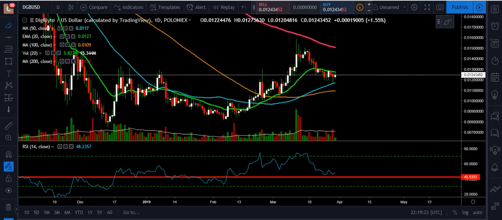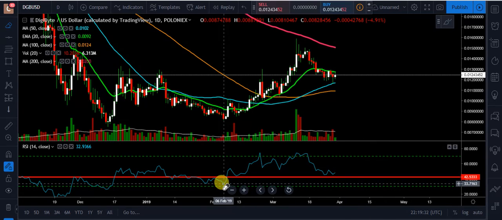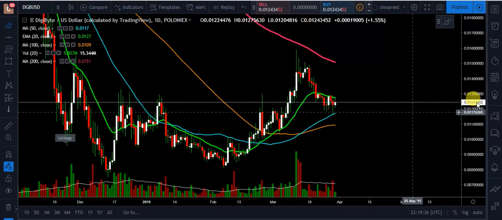Now what we want to see is if we keep treating this as support, that 48. See if we're going to move to the upside or if we're going to break down through it. If we break down through it, I would probably look to this area right here around 33 on the RSI to find support. All right, so that's the RSI.